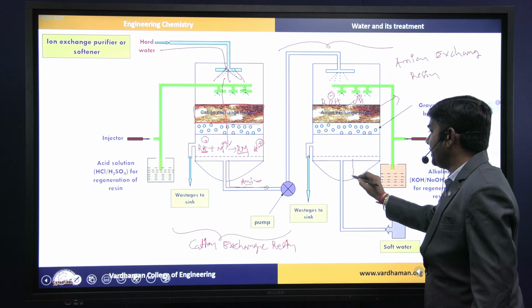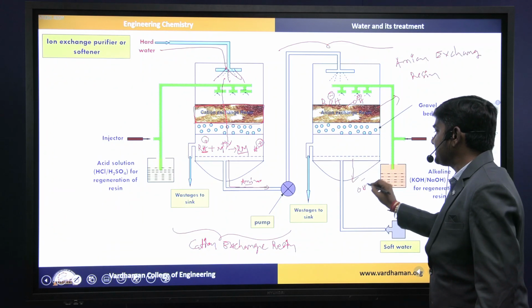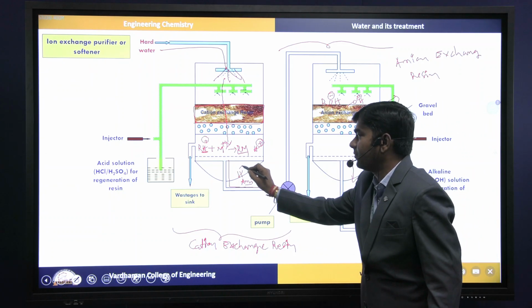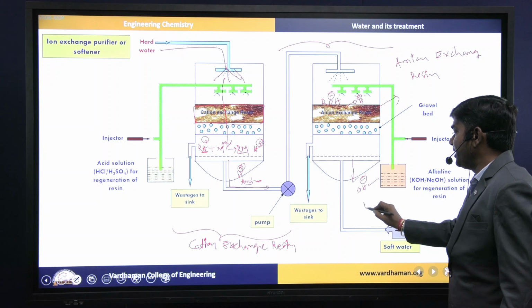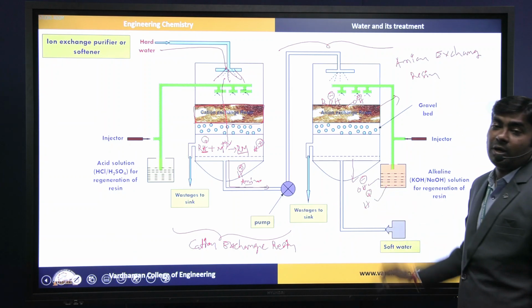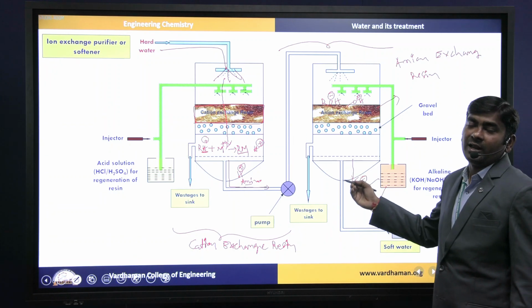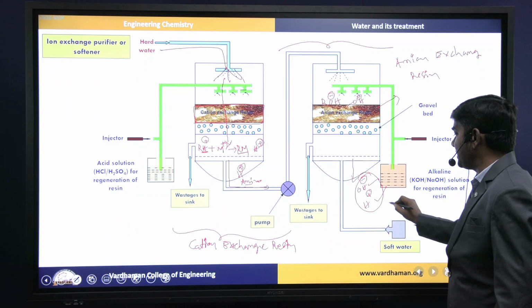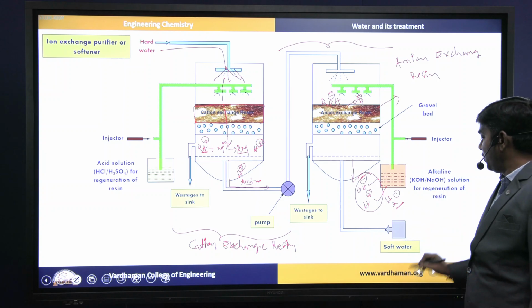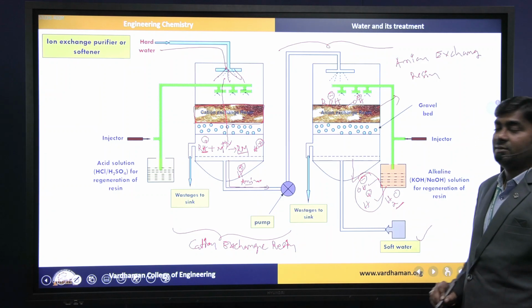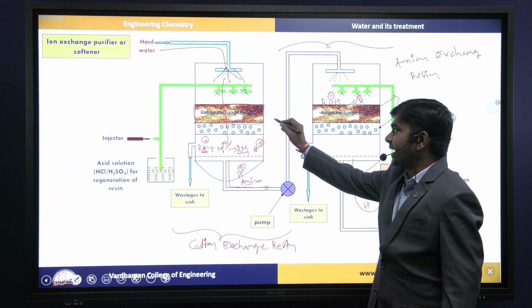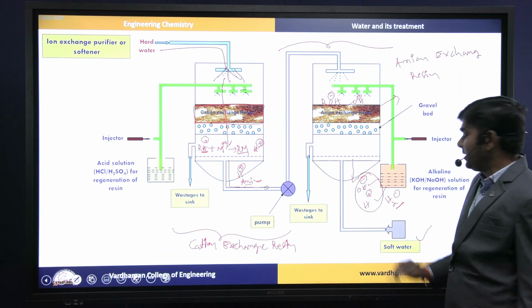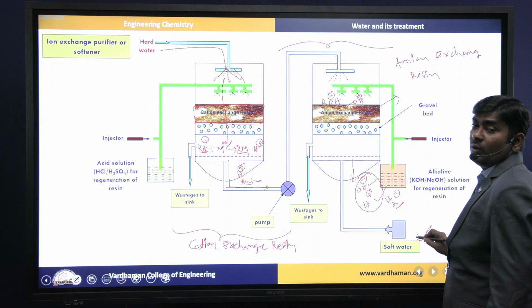Earlier, along with anions, only H plus ions came down. Now OH minus ions and H plus ions will come out, but not any salt, cation or anion. So at the end H plus and OH minus combine to give H2O. At the end we get soft water. In the cation exchange resin bed, cations are removed. In the anion exchange resin bed, anions are removed. At the end we get soft water.